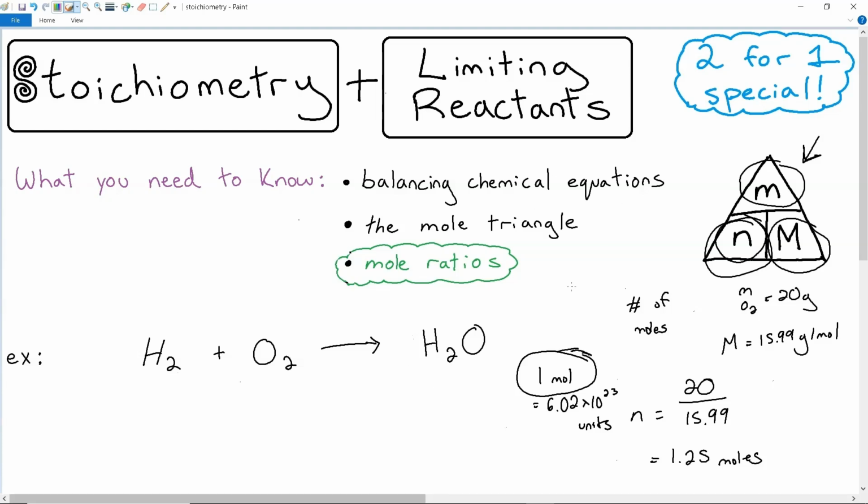And sometimes students forget what each variable represents in the mole triangle. So I'll just write that out quickly here. So we have mole, mass, and molar mass.